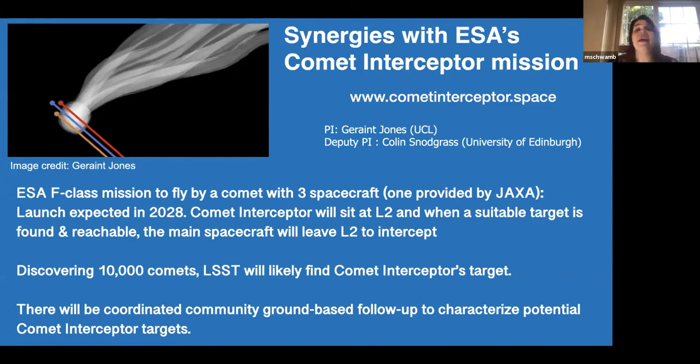So it's a really exciting mission in that it's the first mission that doesn't have a designated target when it's being designed. It has a general idea and they're making conditions for it, but we don't know the name of the object or its orbit that it's going to be going to. And Rubin Observatory is being marked as the most likely candidate survey to find its candidate.